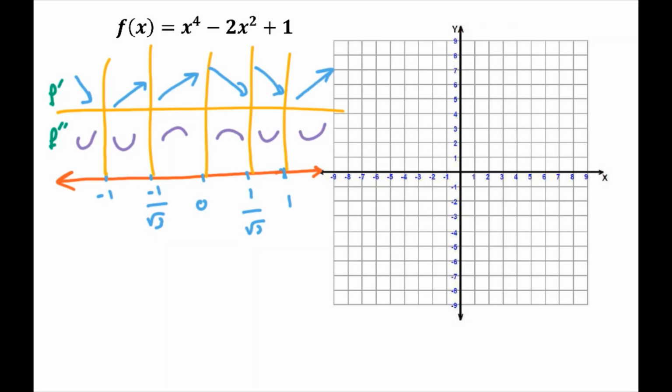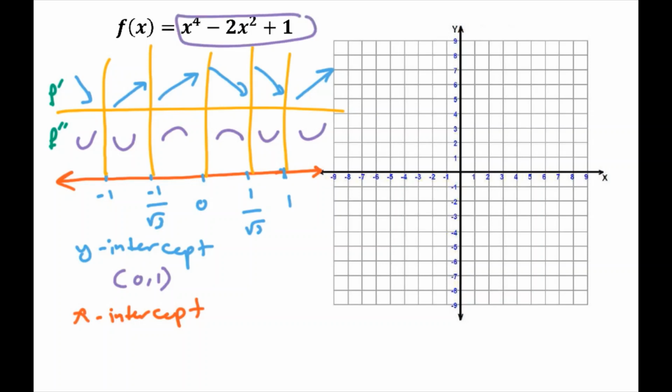I need to find the y-intercept. That's when x equals 0, so I have 0, 1. I also want the x-intercepts. That's when you make this equal to 0, and you will get 1, 0 and negative 1, 0; they are also intercepts. So I'm going to go here.